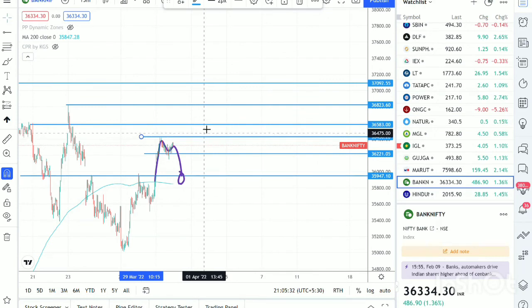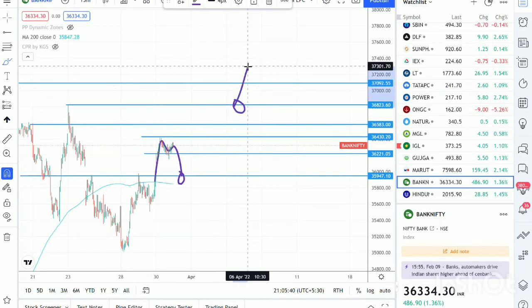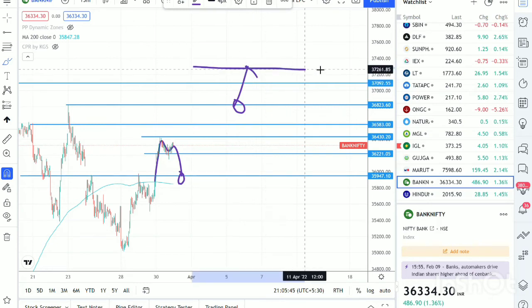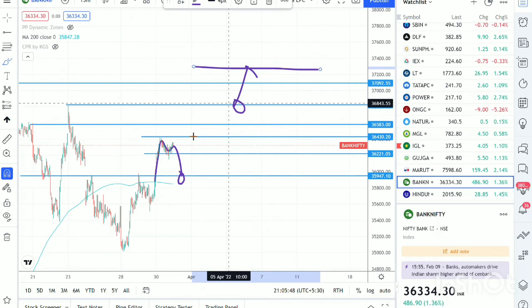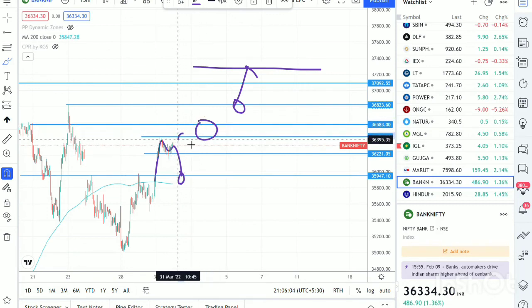So above 36,800, if we sustain this area, then we can move towards even 37,100 to 37,200. That will be the area we can think of if we are able to cross this 36,500 to 36,800 area. That's how the levels are coming up. If we open gap up, then I will see if 36,500 is sustaining, and if it is sustaining and then moving up, that will be a good sign.